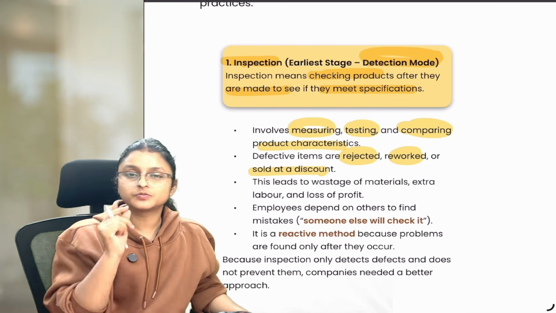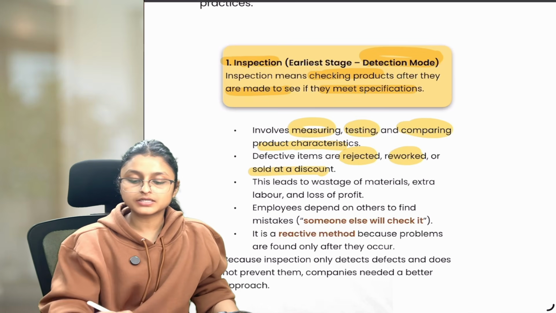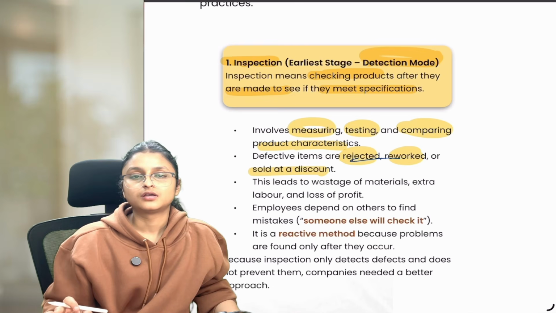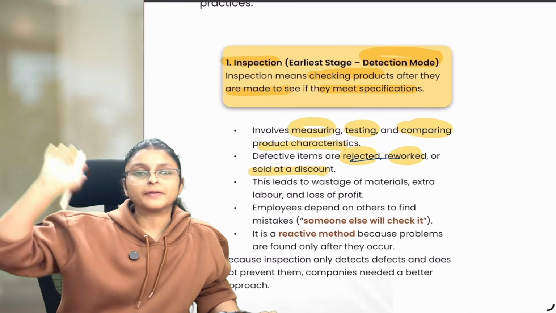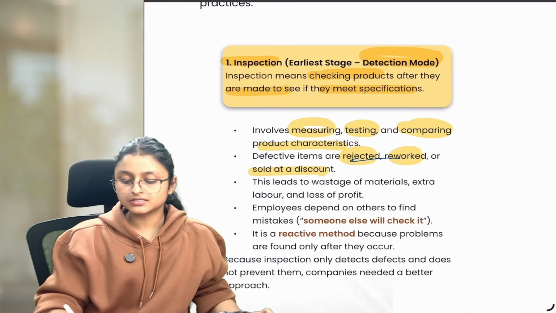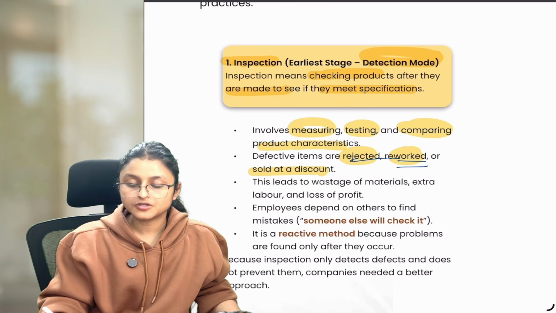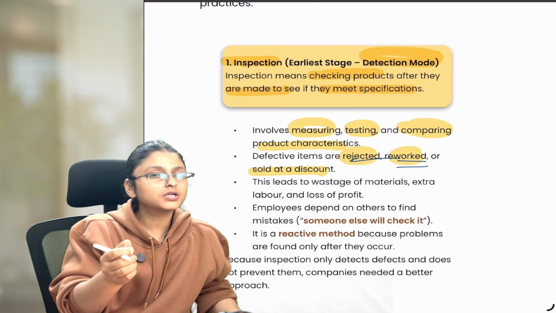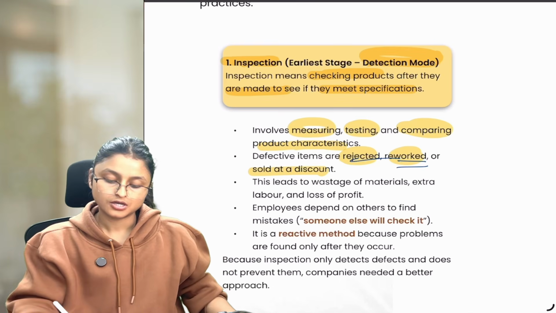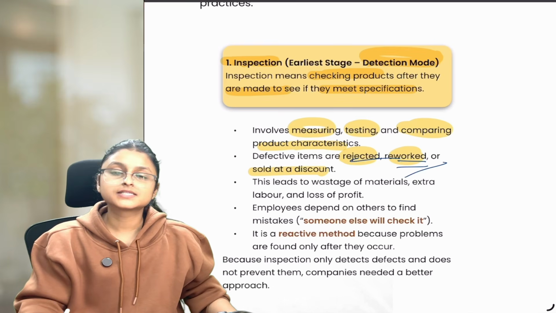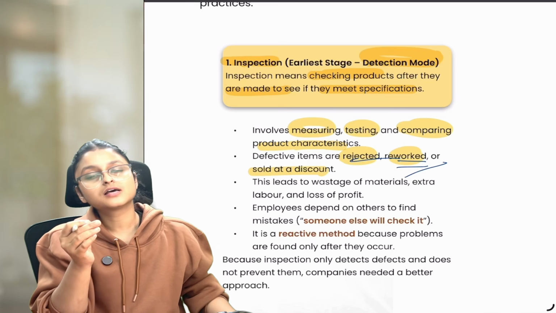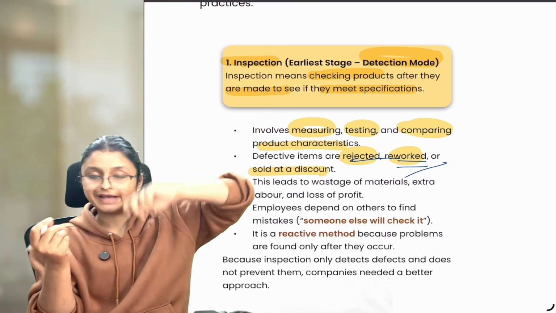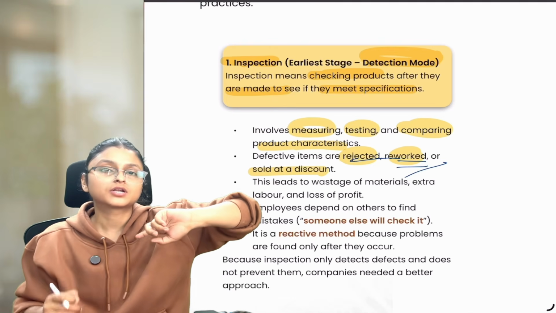Next, defective items are rejected, reworked or sold at discount. For defective items, we can take 3 steps. The first one is you can reject it directly, that it is of no use, just remove it from the list and scrap it. Or the other way is you can rework on it. If the defective product is such that you can work on it somewhat and make the final product, do the rework. Or else that defective product can be sold at a lesser price as compared to what the final product would be sold for. As it is defective, you have to sell it for a lesser price.